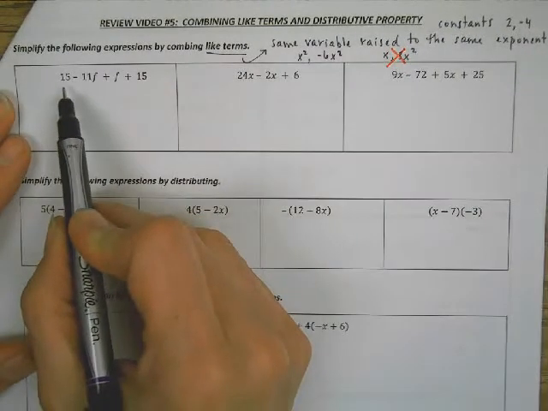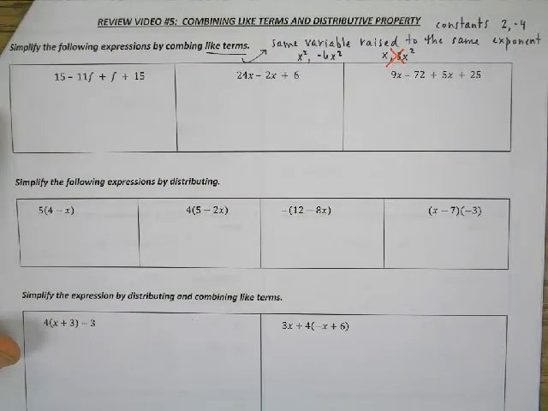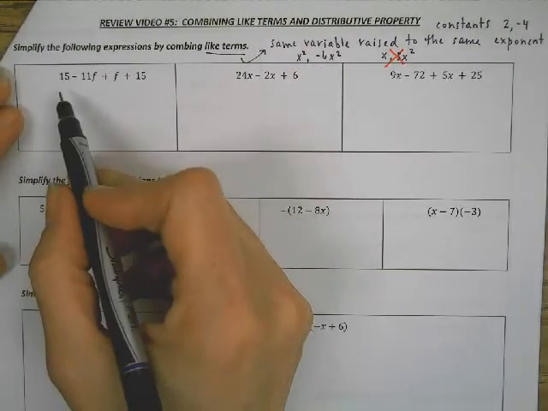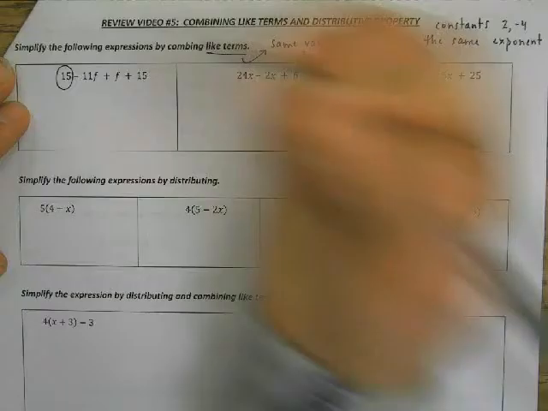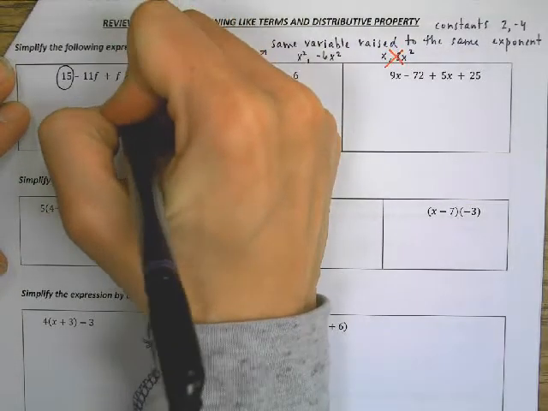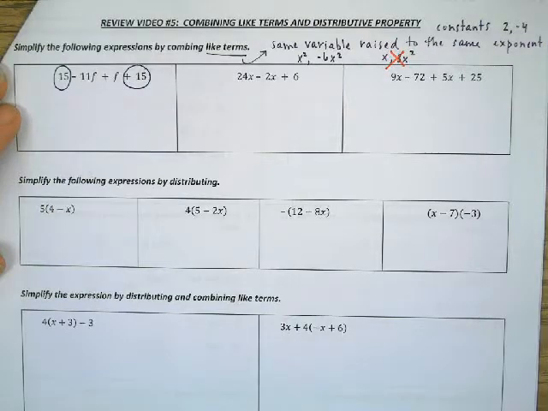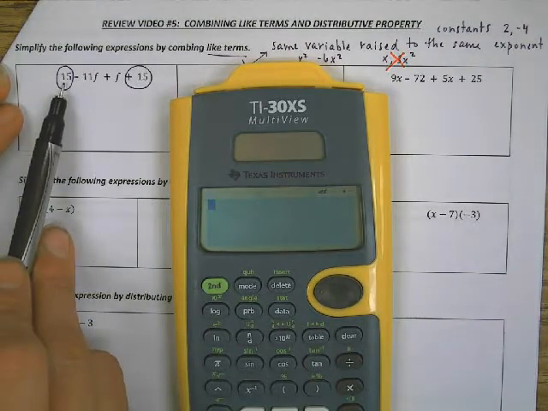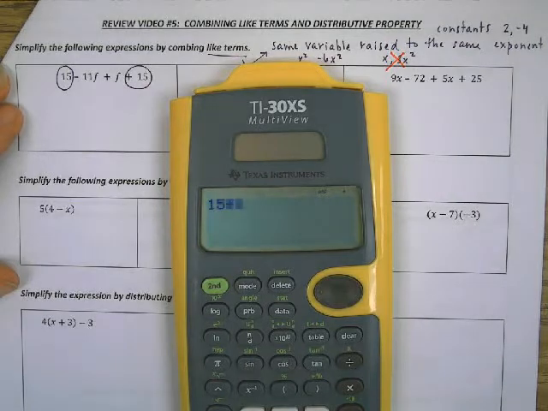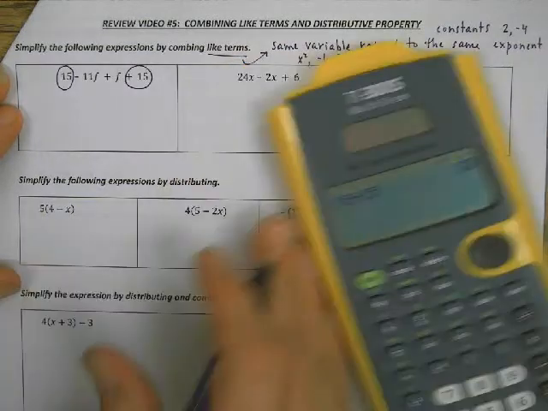So my first one is 15 minus 11f plus f plus 15. I always like to either underline, circle, highlight, whatever you like to do, to mark my like terms before I start combining. So I notice that I have a 15 here, and I have another constant here. And notice I circled that plus sign with it, because that's going to tell me what operation to do. So when I go to my calculator now, it's easy to see that I'm going to do 15 plus 15. So I'm going to type it in just how it looks. And so I get 30.